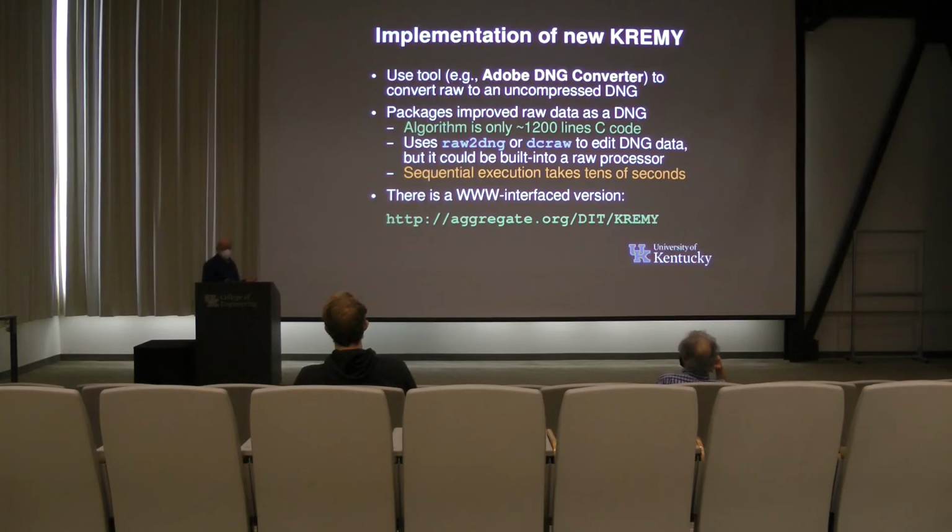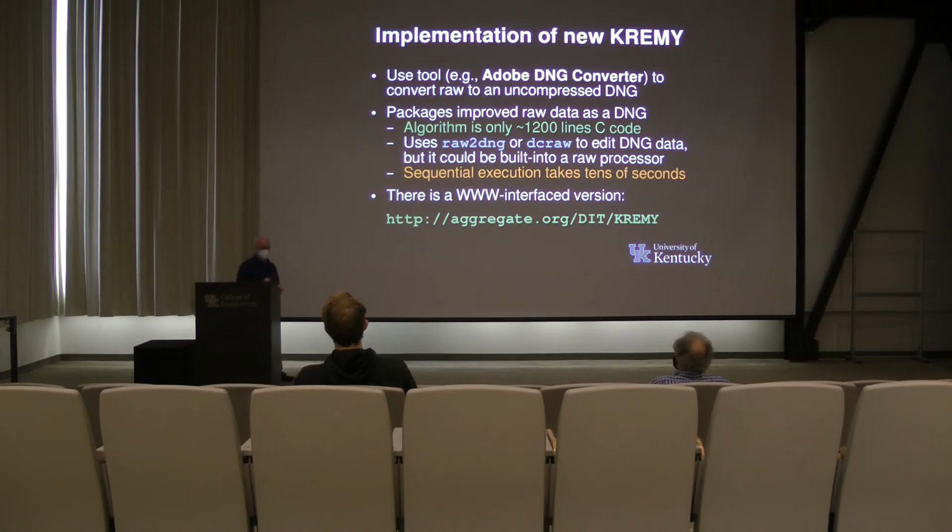So the new CREMI implements this. The way that it works is you use an Adobe DNG converter to generate an uncompressed DNG, a digital negative, which is a very portable format for raw data. Then we have about 1,200 lines of C code that implements the entire construction of the error model and the actual application of it as a texture synthesis. All of that is built into either raw to DNG or DC raw, which knows how to process the basic decoding of these DNGs.